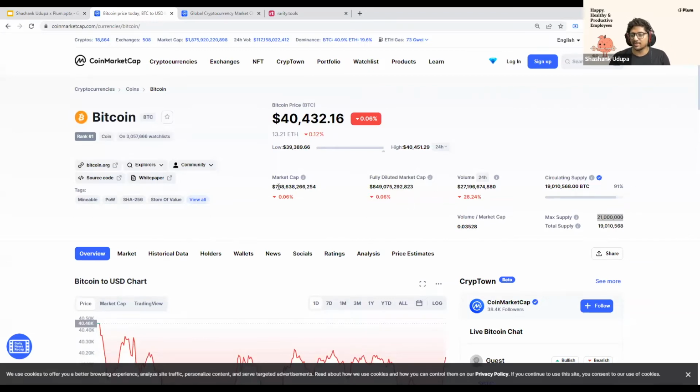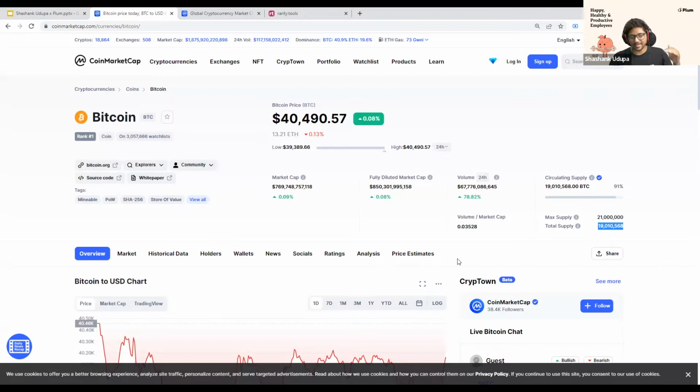So this shows you the market cap. Market cap is nothing but the amount of Bitcoin into the circulating supply, right? So it also shows you the market cap right now. And assuming the entire max supply of tokens comes out, this is how the fully diluted market cap will look like. So these 2 million tokens are yet to be released in the market. They're not released yet. So this is yet to come out.